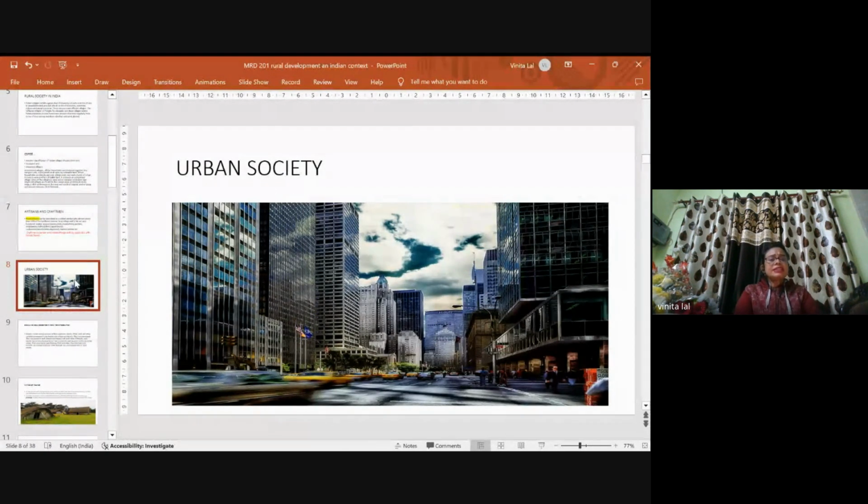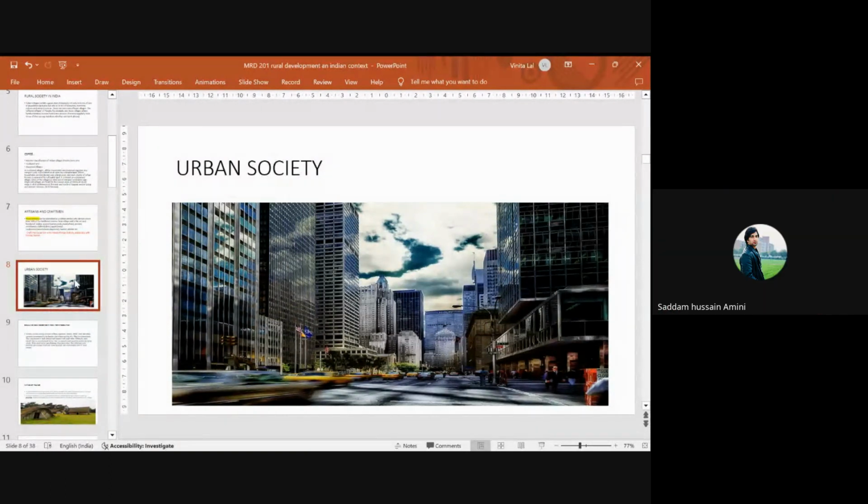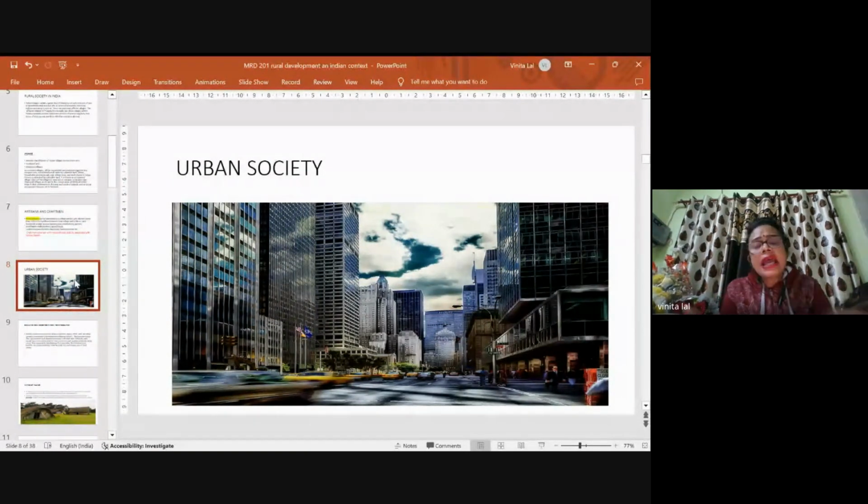Another key difference is the high concentration of highly educated people in urban areas as compared to rural areas. This is because urban areas are full of amenities, social, economic, and otherwise, which allow people in these areas to be better educated. So most educated people from rural areas tend to migrate to urban areas, hoping to get better opportunities in terms of employment.